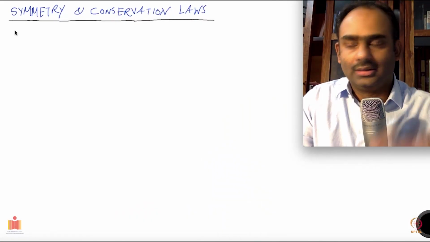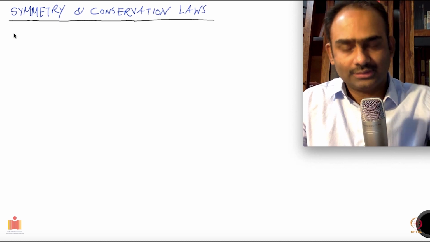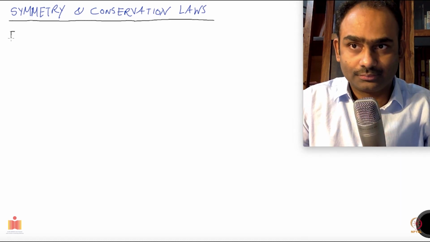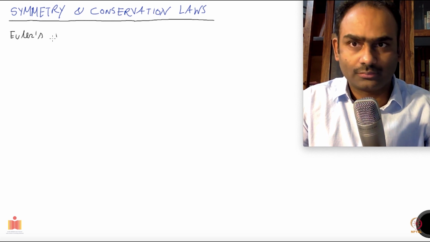But before I start talking about symmetries and corresponding conservation laws, I want to settle a few minor things. So I will talk first about two things. One is what is called Euler's theorem, a very simple theorem, and also about Einstein's summation convention. So that's how we will start this lecture. As I said, I want to talk about Euler's theorem.